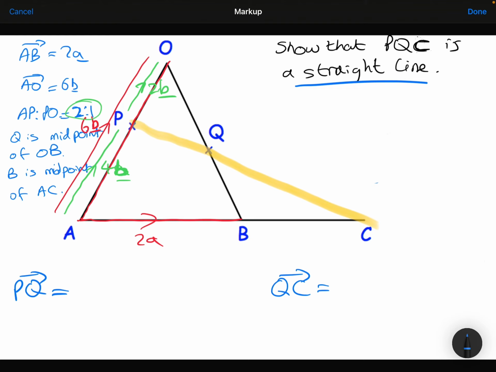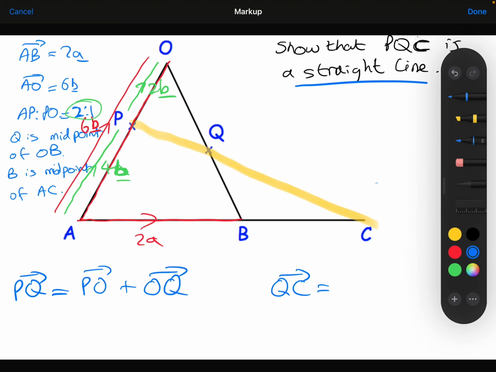So PQ, I can write that as being from P to O plus O to Q. Just let me highlight that on the diagram. So what I'm saying here is P to O plus O to Q. That will get me from P to Q. Now P to O, I know that is 2b. That's easy enough. 2b there.